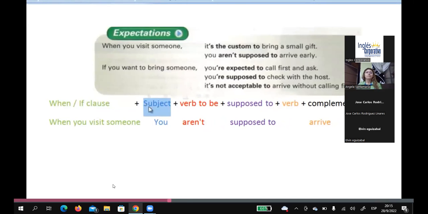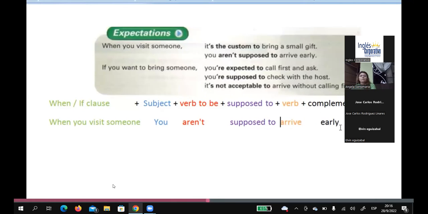After that, you should include a subject. In this case, the subject is you. All right. So the expectation is when you visit someone, and then you, then it's going to follow the verb to be. The verb to be can be either in its positive form, or it could be negative. In this case, it happens to be in its negative form. So when you visit someone, you aren't. Then this is going to follow supposed to. You aren't supposed to, and then it's going to follow the verb. So in this case, the verb is arrive. Okay. You aren't supposed to arrive early.